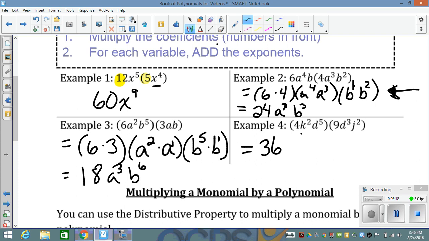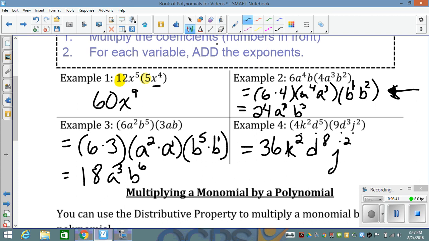The k squared, it doesn't have another one that has the same base. The d to the 5th and d cubed. When you multiply with like bases, you add the exponents. And then the j squared doesn't have another one with the same base. So I get 36 k squared d to the 8th j squared.